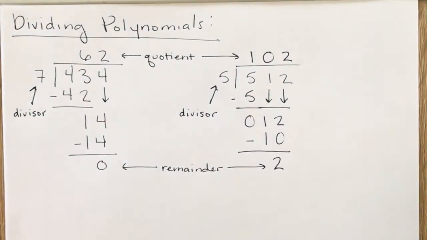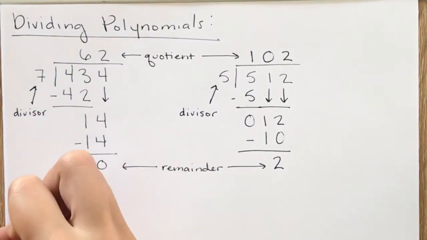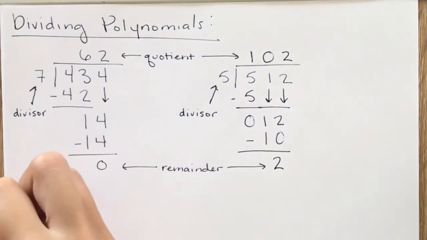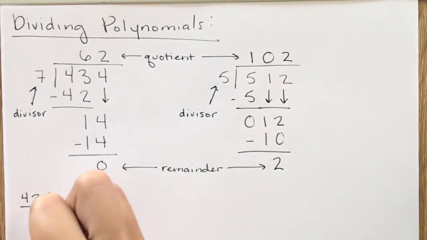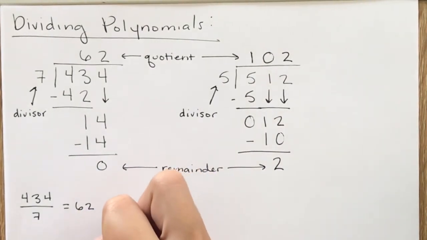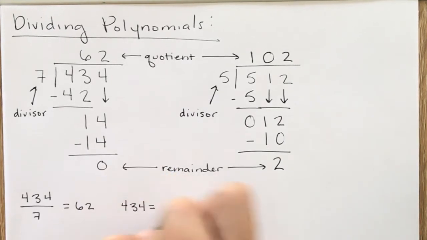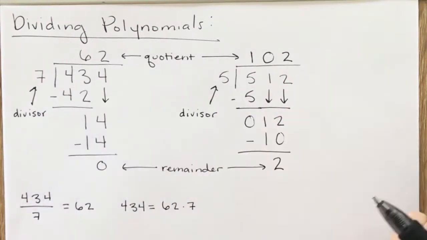So what does this mean? How can we write this? Are there other ways that we can express this? Well, we divided 434 by 7, and we got 62, which means 434 divided by 7 equals 62. That's one way we can write this. We can also say that 434 is equal to 62 times 7. These are statements we can make from what we found here.